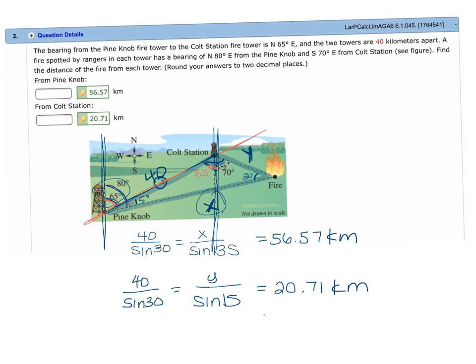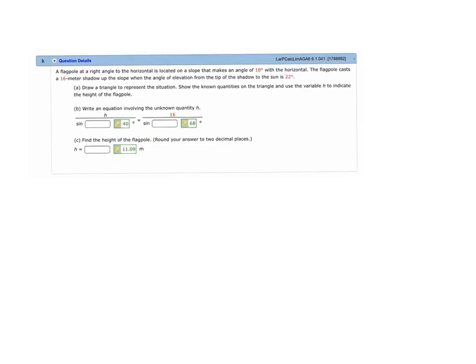Questions on that one? So again, your number, like the number for the distance at 40 should have been different, but the rest of it should have been the same. And then the last one said a flagpole at a right angle to the horizontal is located on a slope that makes an angle of 18 degrees with the horizontal. The flagpole casts a 16-meter shadow up the slope when the angle of elevation from the tip of the shadow to the sun is 22 degrees.